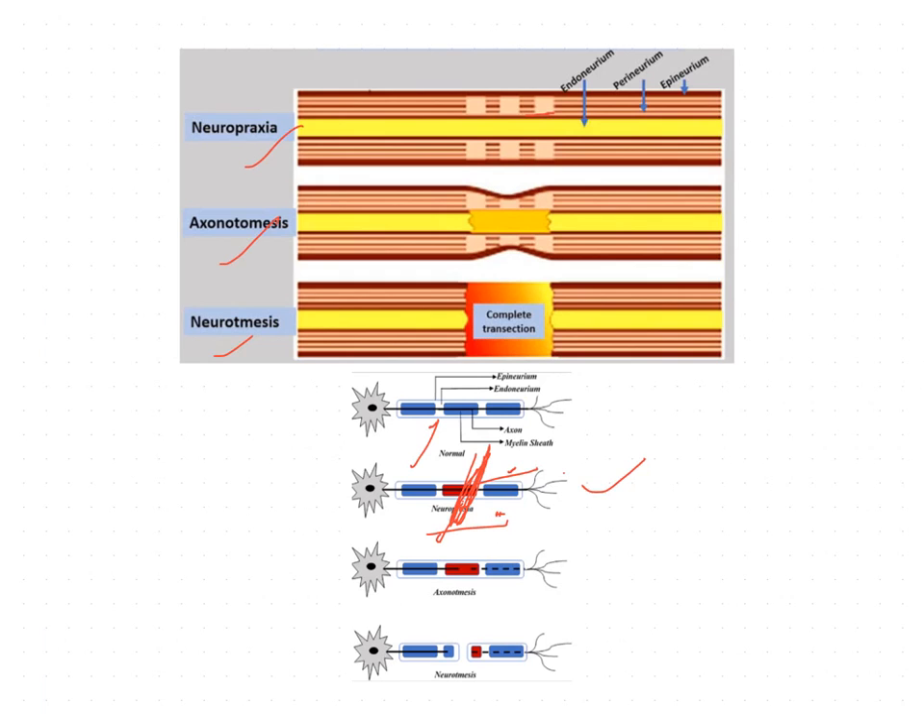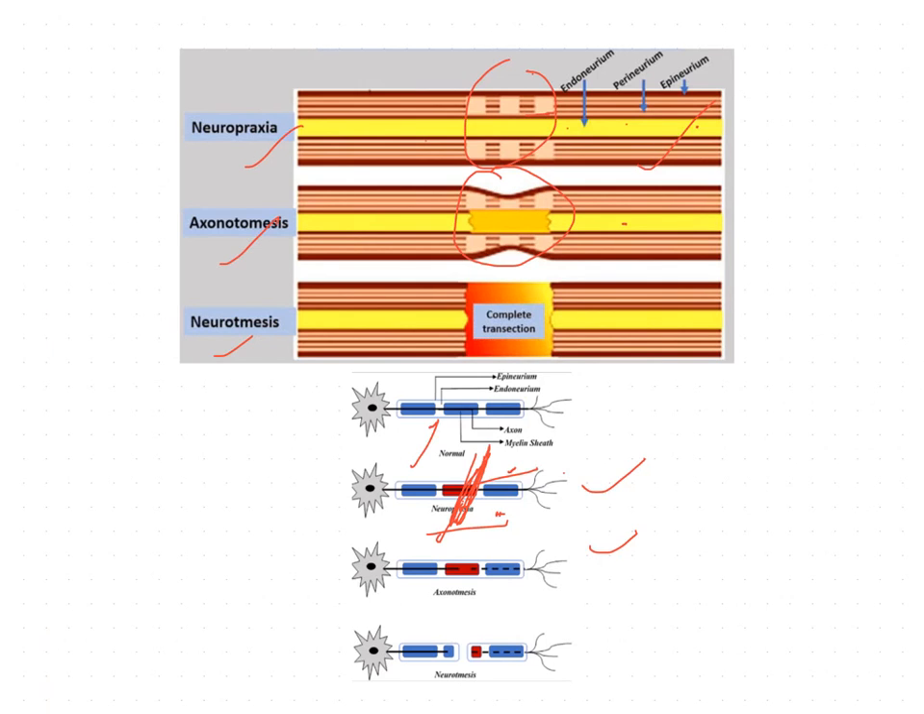When you come to axonotmesis, this is called second degree injury. If you see in this nerve fiber, no degeneration is taking place below the site of the lesion. This is the site of the lesion. Axonotmesis, which is called second degree injury, is liable to occur if the lesion is more severe. So here the degeneration of the axons takes place.